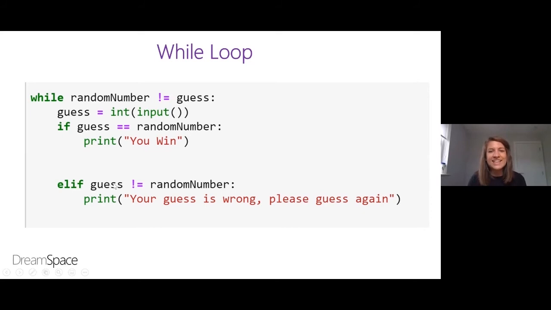If the guess is not equal to the random number, not equal, sorry, print your guess is wrong, please guess again. Now, say the random number that got generated is 5 and I put in 6 as my guess. What's going to happen is I put in 6 as my guess here. It comes in here and it sees, okay, if the guess is equal to random number, print you win. It knows it wasn't equal to it.